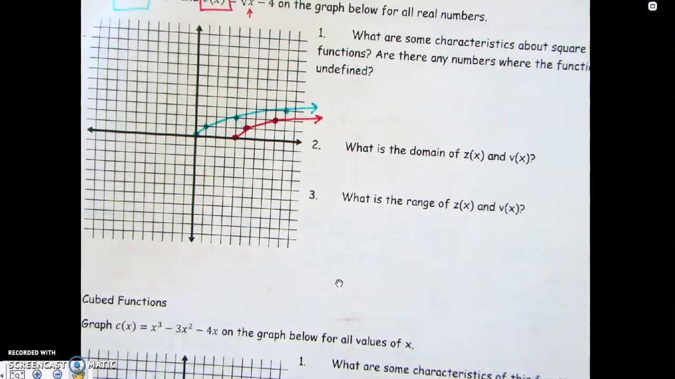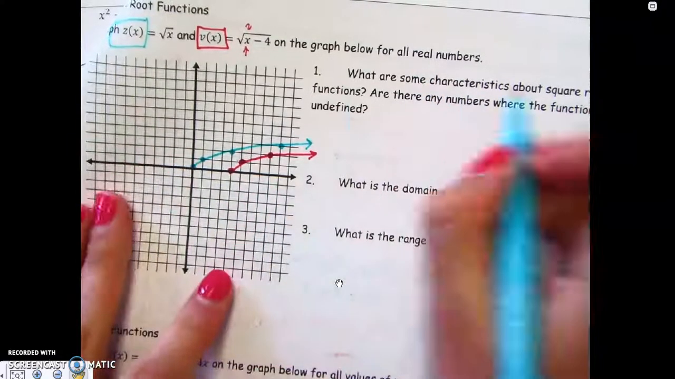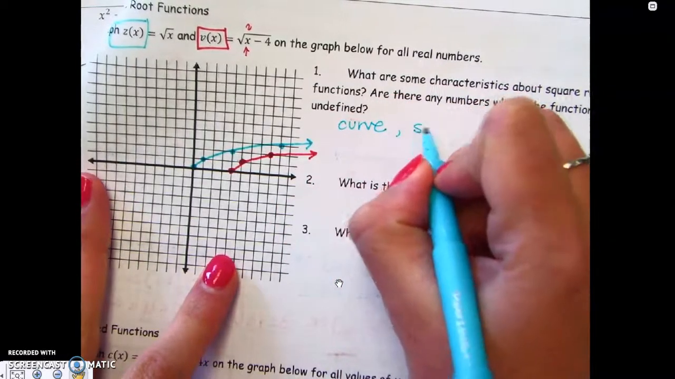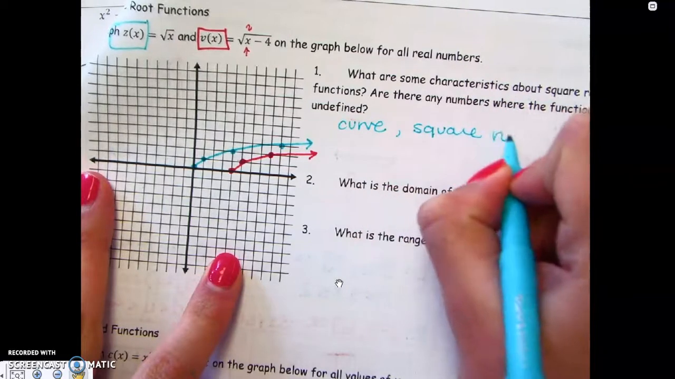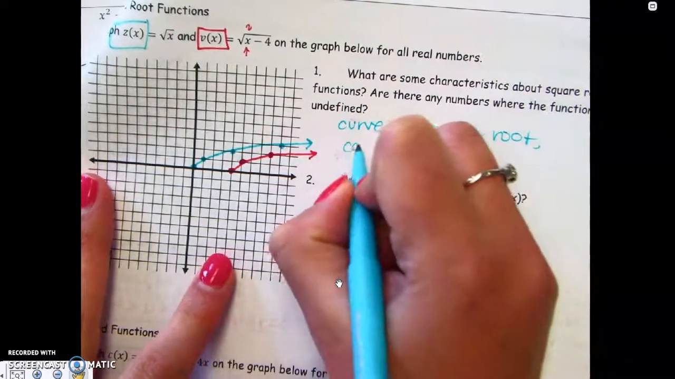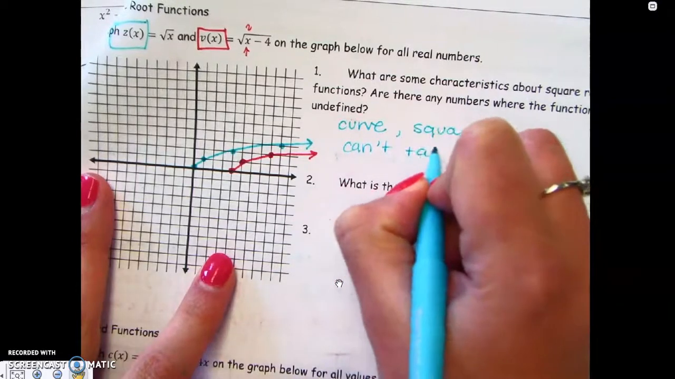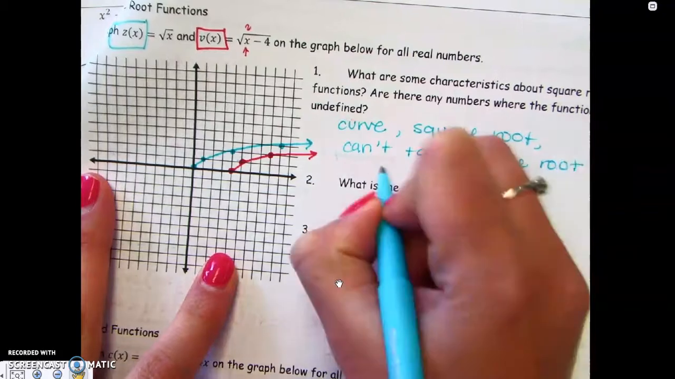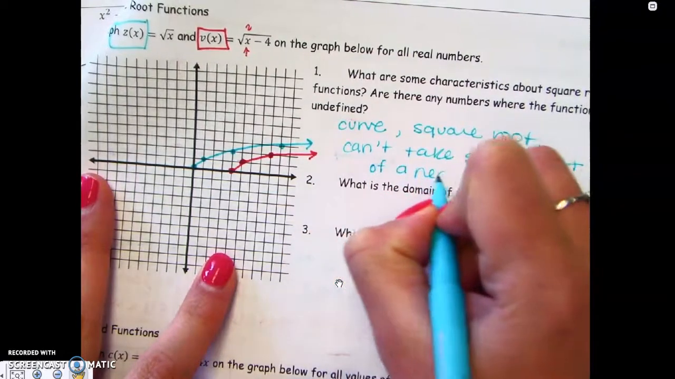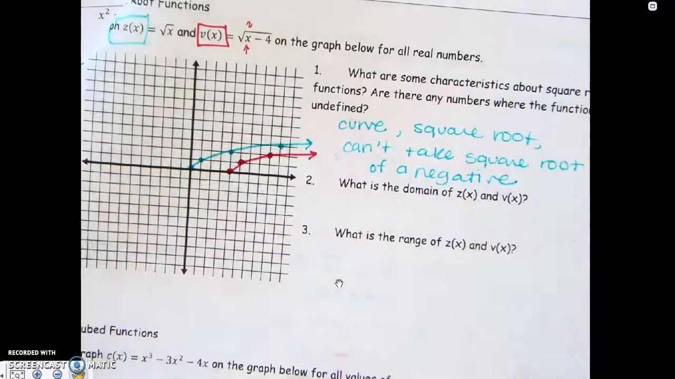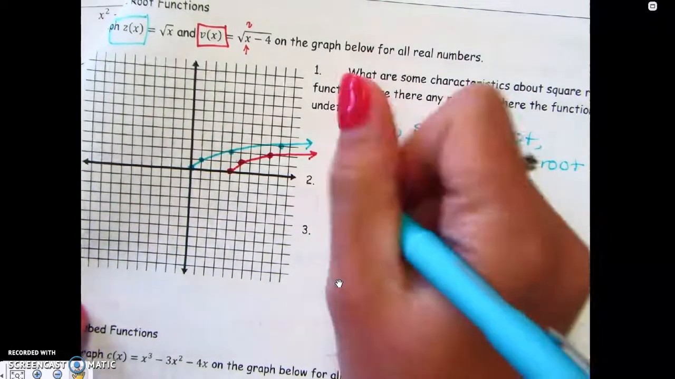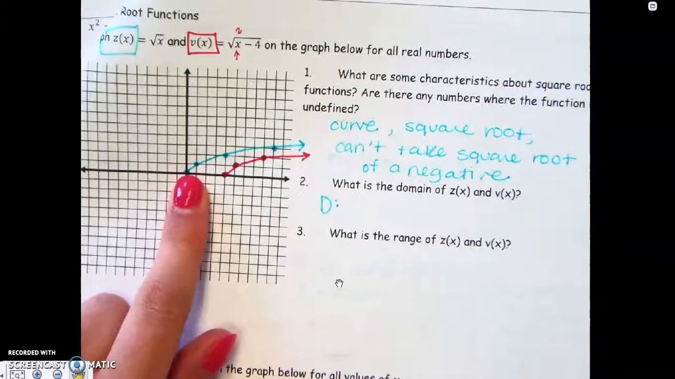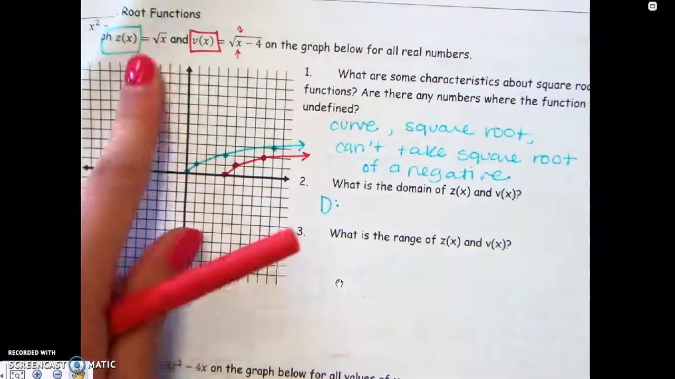And so we'll now look at the function. It says, what are some characteristics? So it's a curve. For the square root function, you cannot take the square root of a negative number. So this is not defined at all values of x for that reason. So the domain of that blue function is only anything greater than or equal to 0. I can only plug non-negative numbers in for that single x.